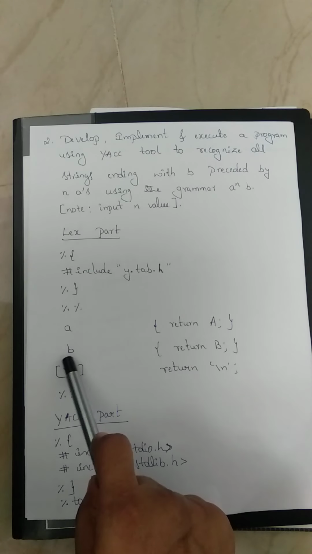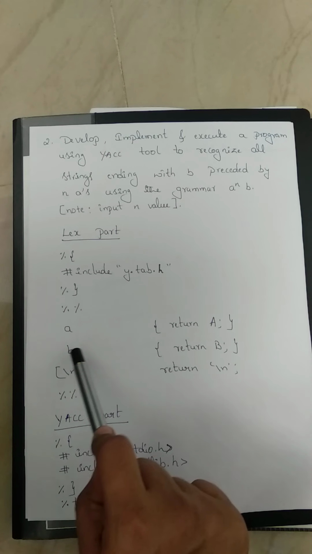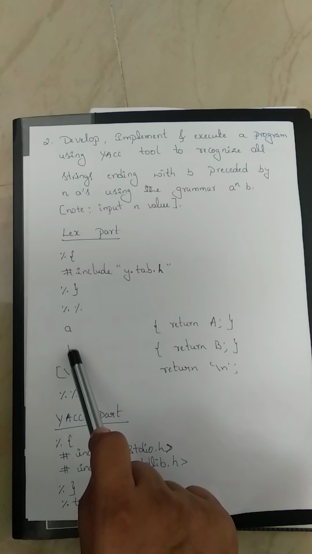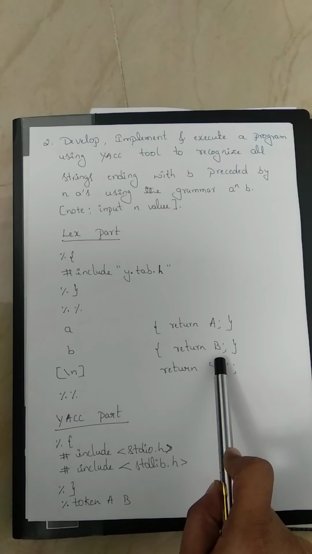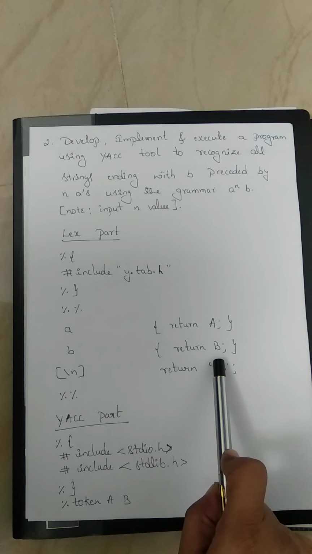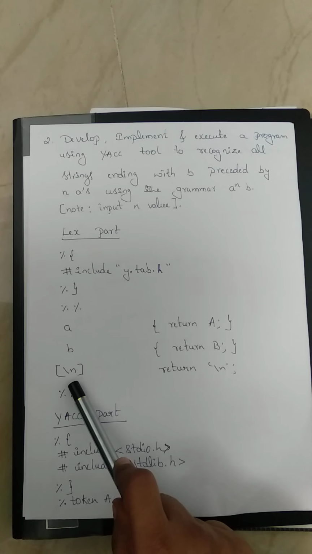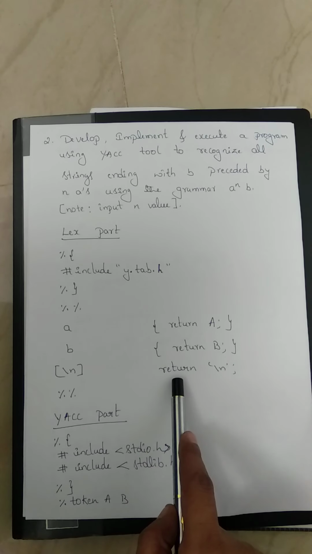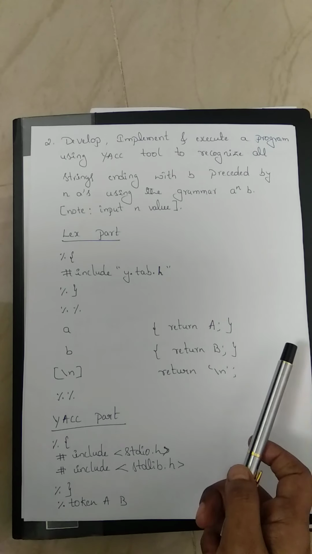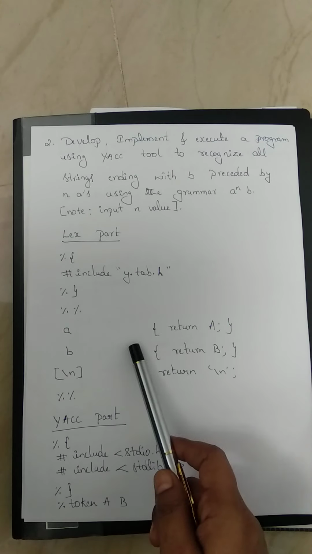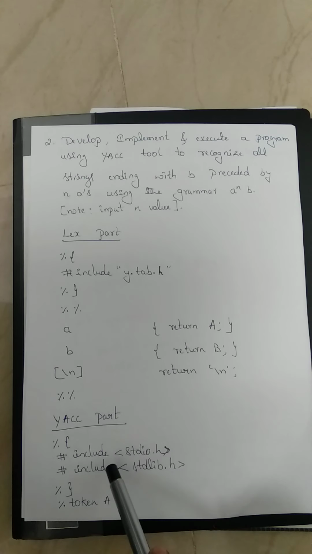Then the next symbol is B, right? So the regular expression written here for B is B only. When this is encountered, another token should be returned, and the name given for the token is B. Next, \n is written, which means it returns the same, that is \n, to the YACC code. Fine. After this rules section, we come to the YACC part.